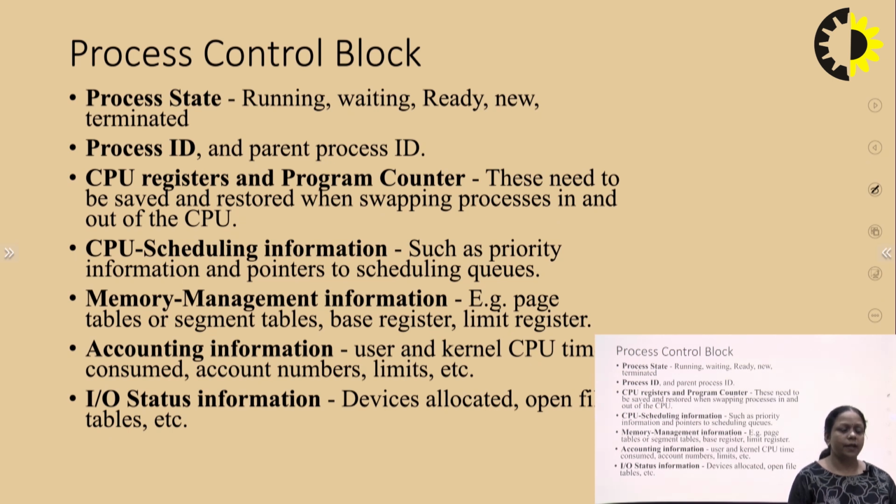For example, for a particular process, how much CPU time it is taking, what the account number is, and what the limit is. These are all the information related to accounting, which is stored in the accounting information. IO status information, such as devices allocated and open file tables, is the input output status information which is kept in the process control block.